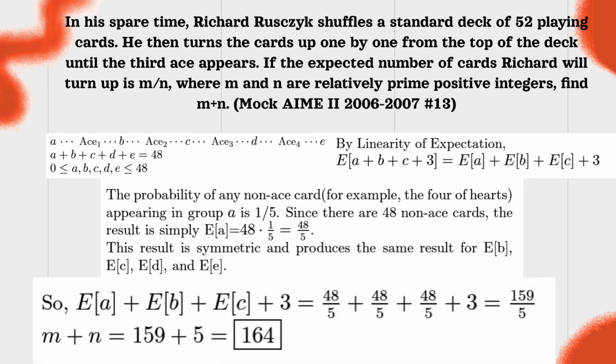Now, we can finally evaluate our expression. We get that it equals 48 over 5 times 3 plus 3. Now we can see that m plus n equals 164, giving us our answer. Let's look at our final problem.